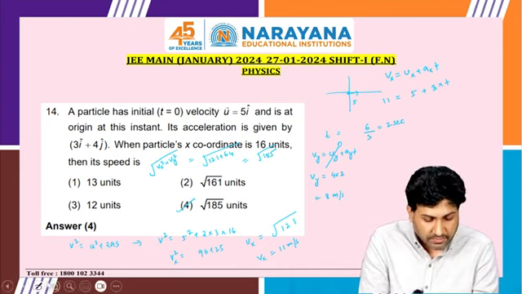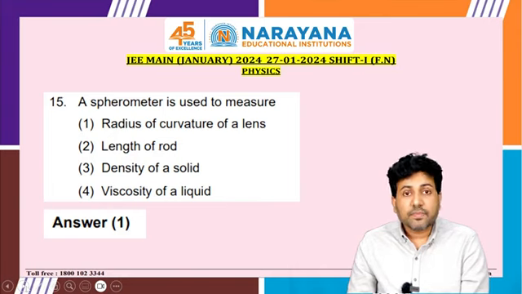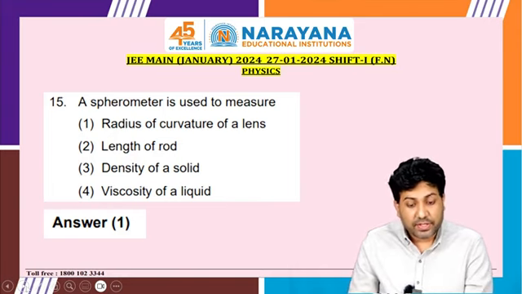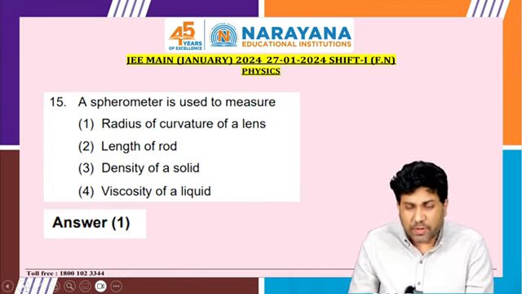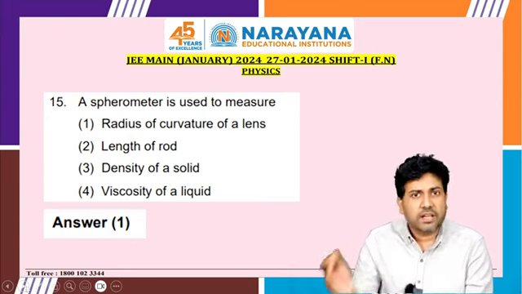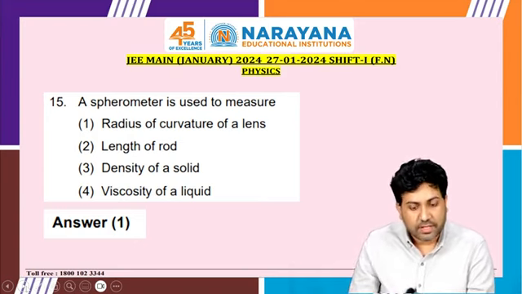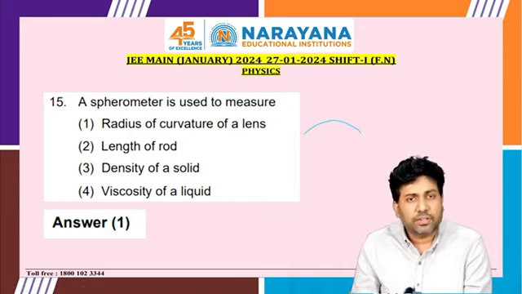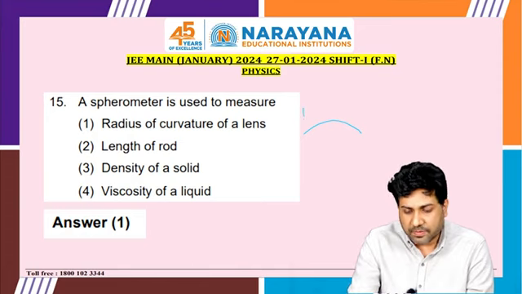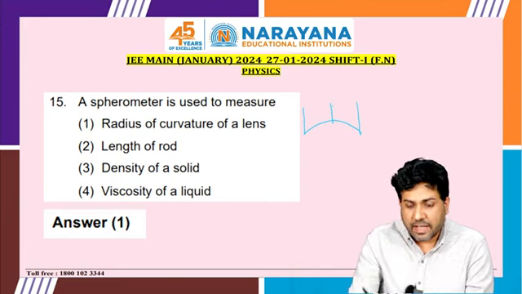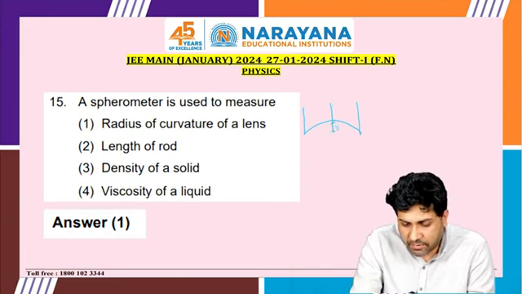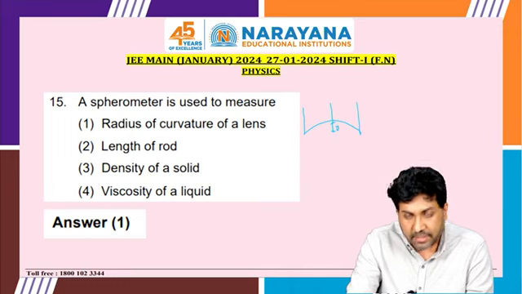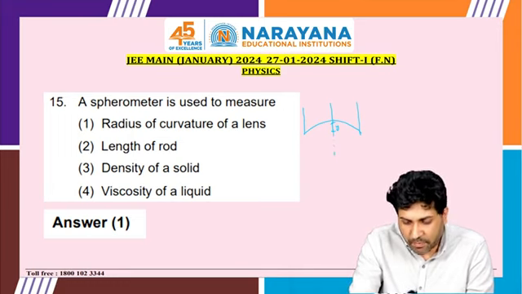All right, let's go to the next question. A spherometer is used to measure. So a spherometer is a device which is used to measure the radius of curvature. Let's say this is the curvature of a lens that we need to measure. This way there are pointers and we measure this distance, and with the help of this distance, the curvature, we measure with the help of geometry the radius.